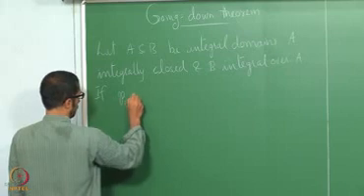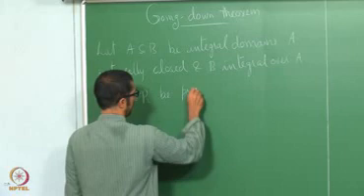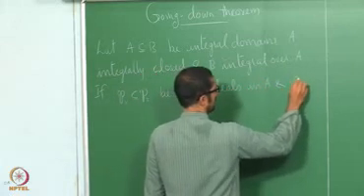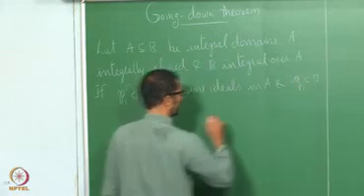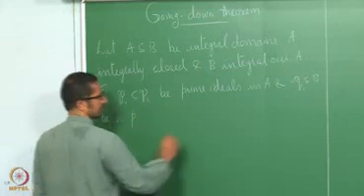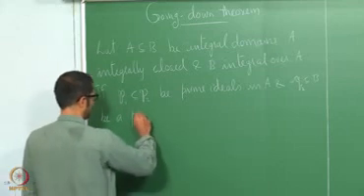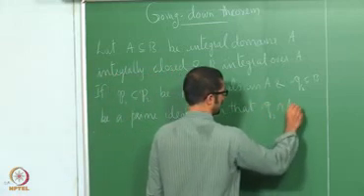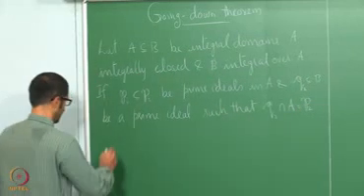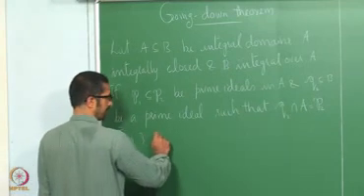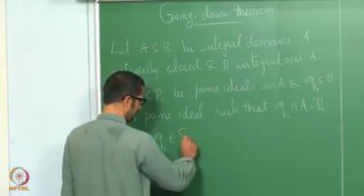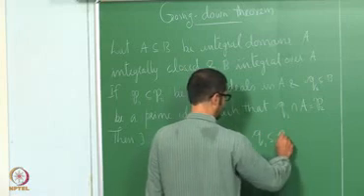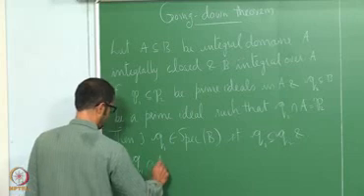If P1 contained in P2 are prime ideals in A, and Q2 is a prime ideal of B such that Q2 intersection A is P2, then there exists Q1, a prime ideal of B, such that Q1 is contained in Q2 and Q1 intersection A is P1.